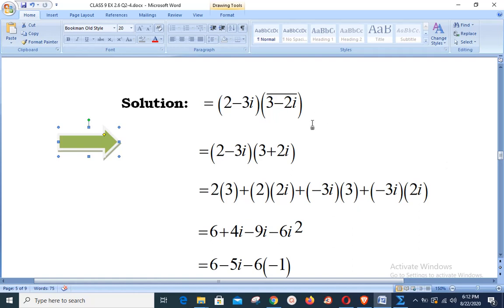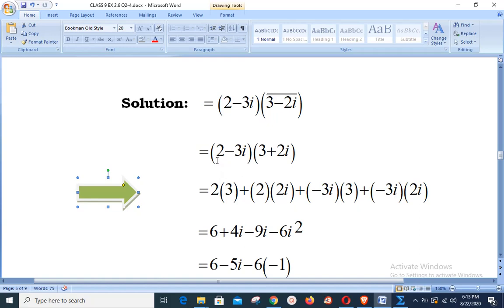So writing the first step of solution same. In the next step, first bracket remains same, and the second one that was containing this conjugate, you have just to change the sign of this imaginary part. It was minus 2 iota under this bar, now it becomes plus 2 iota. Now the question is converted into the previous type, that is you need to multiply the two complex numbers.